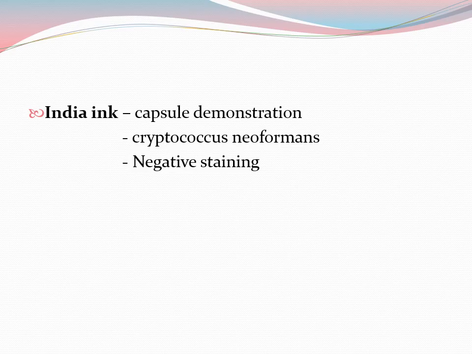What we notice is that dark blue colored yeast cells will be seen, and these cells are surrounded by a refractile capsule. This capsule is not stained but the background is stained. We want to see this capsule, so it is a totally different method. Usually what we want to see, we stain that part. Therefore it is called negative staining.